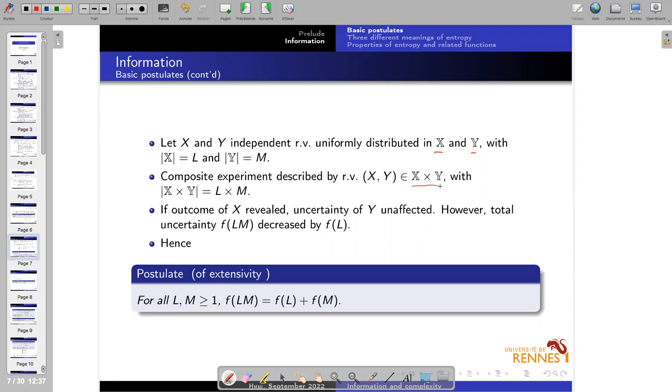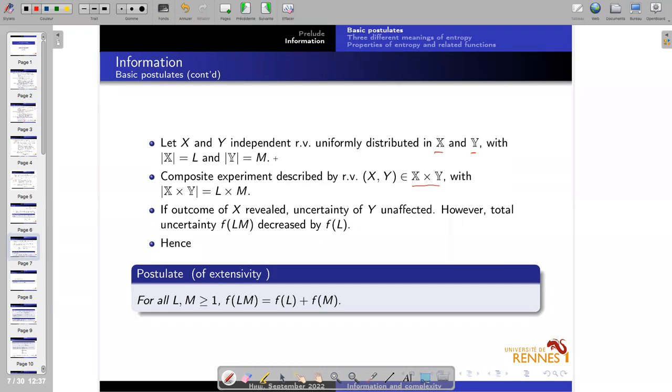Now, if the outcome of x is revealed, the uncertainty of y remains unaffected because the variables are supposed to be independent. However, the uncertainty of the pair is decreased from f of L times M to f of L.